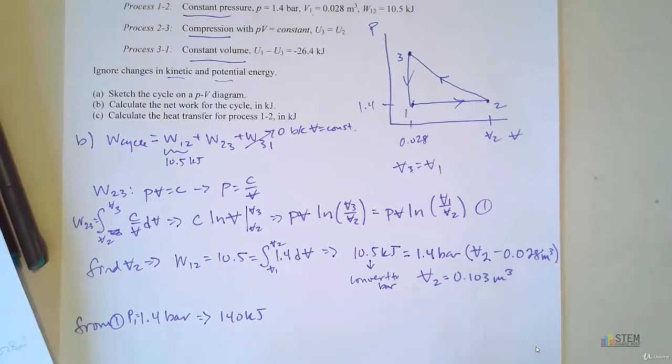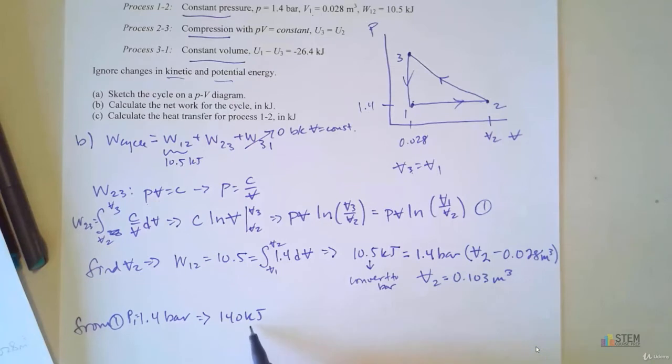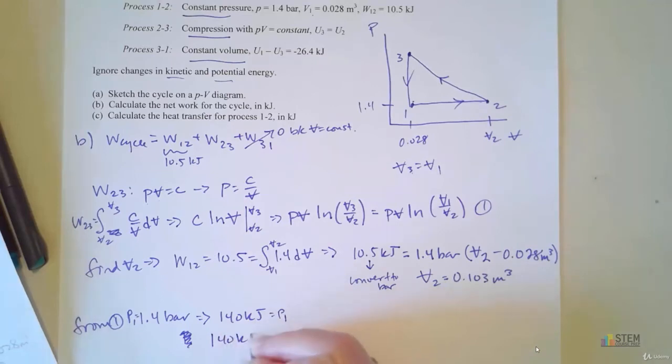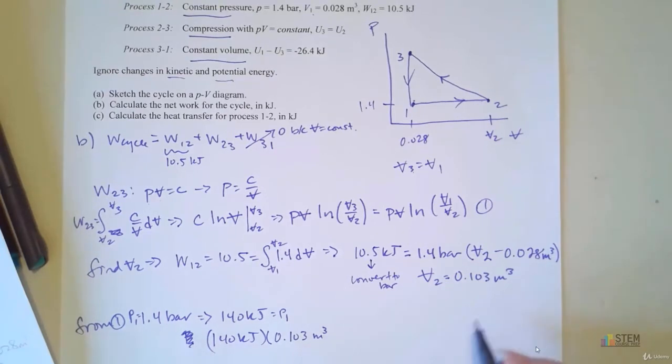All right, so now we have that. Make sure you do that step, otherwise you're not going to get this value. So now that we have that, we're going to have 140 kilojoules for P1. All right, so that's P1, and we're going to use that in equation 1. So we got 140, and then you're going to put the volume that we've got. So let's put 0.103 cubic meters. That's what we have for V2.